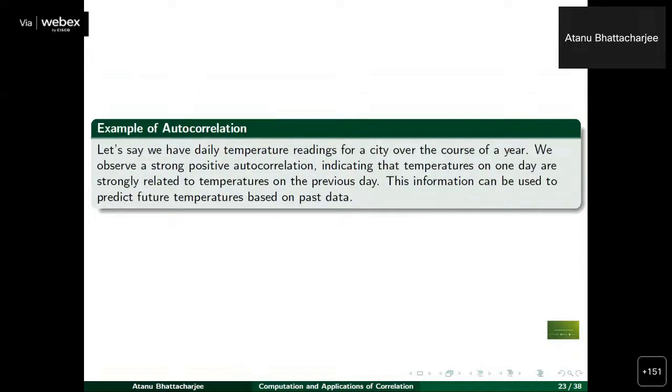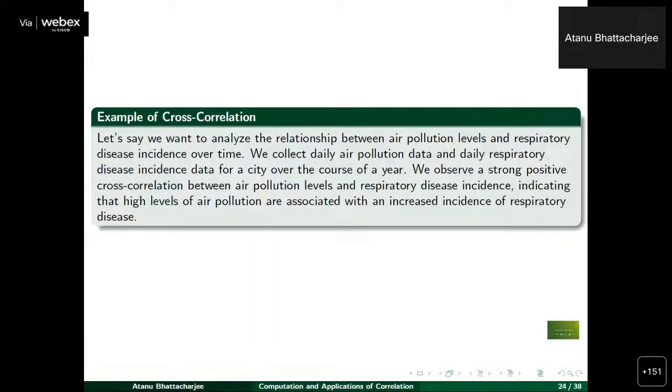Let's say we have the daily temperature for a city over the course of a year. We observe a strong positive correlation. Autocorrelation indicates the temperature on a day is strongly related to the temperature of the previous day. This information can be used to predict the temperature for a future day based on the previous data.